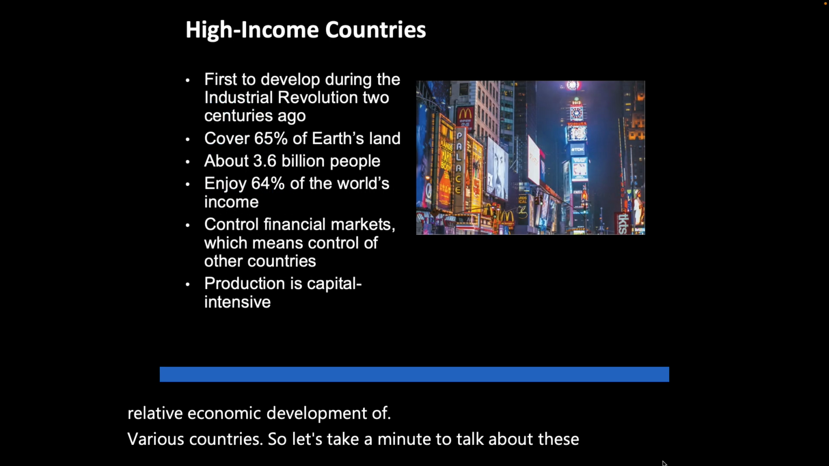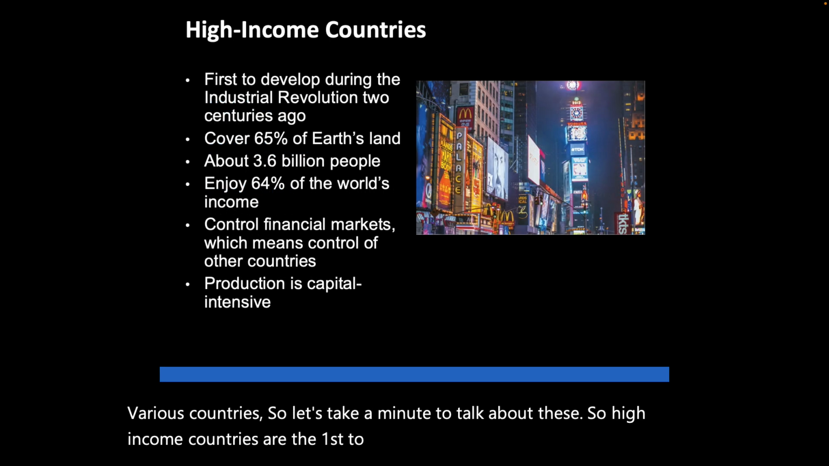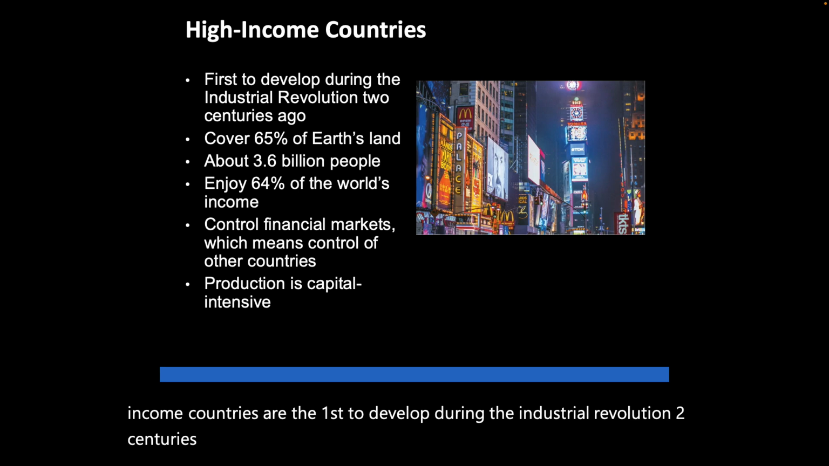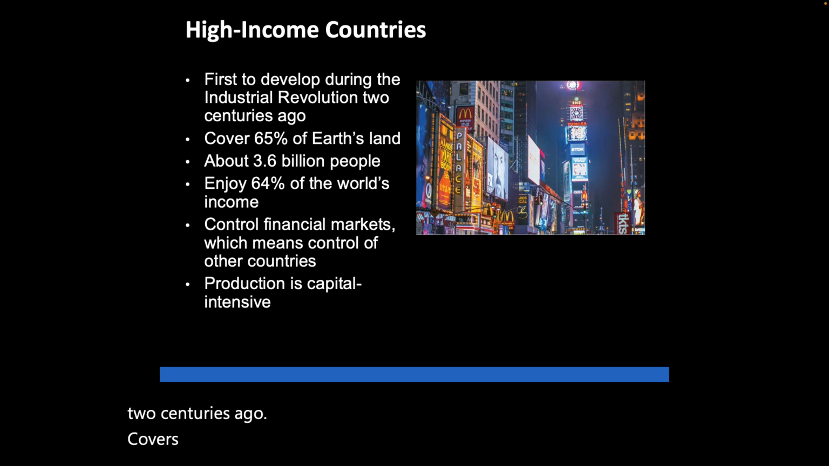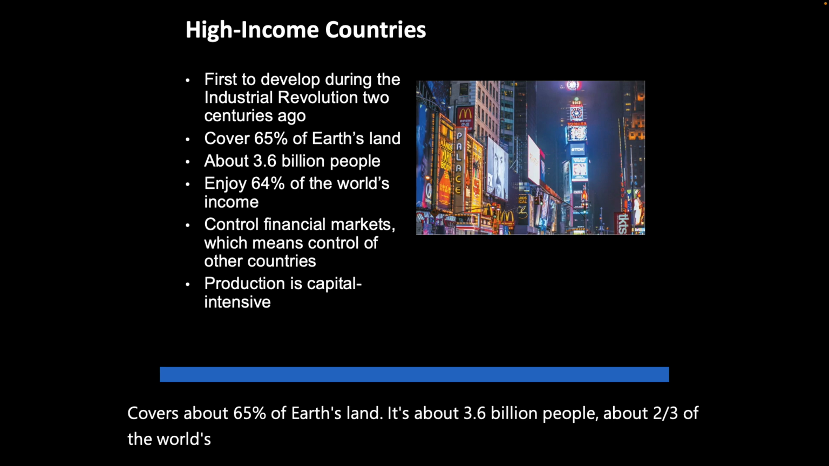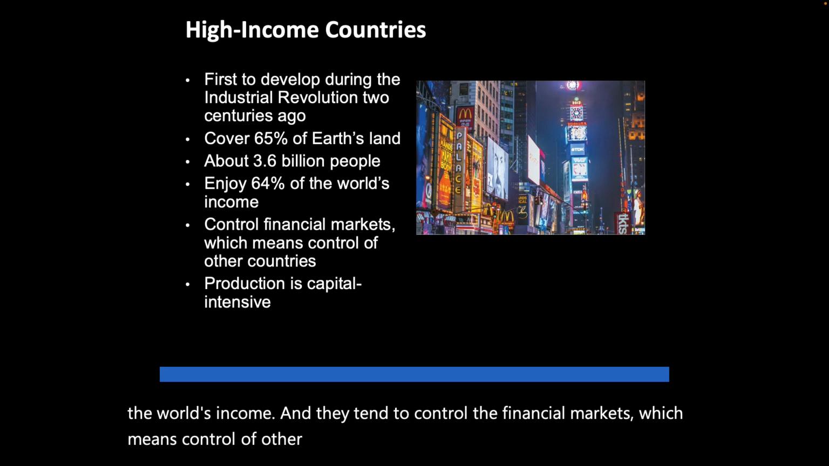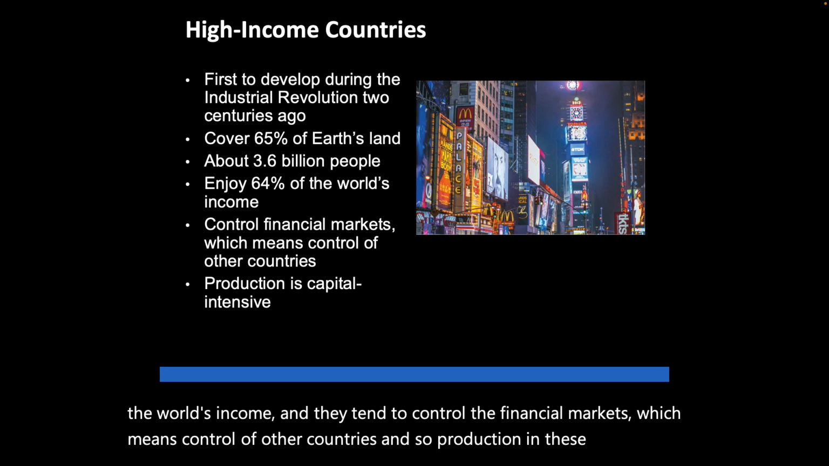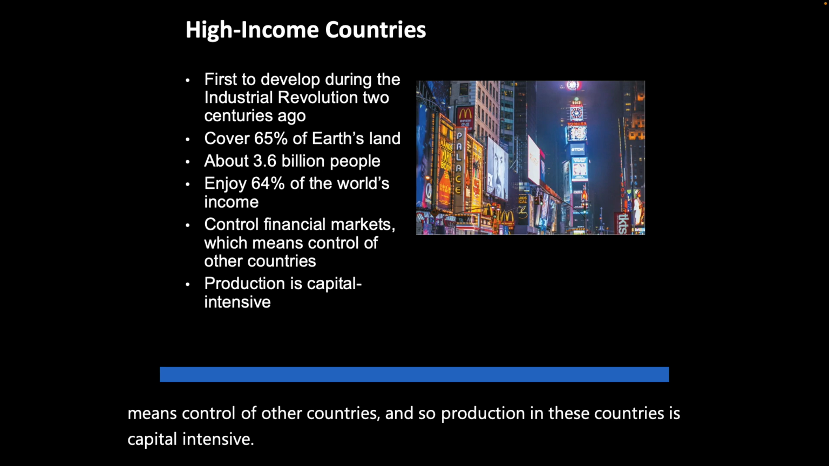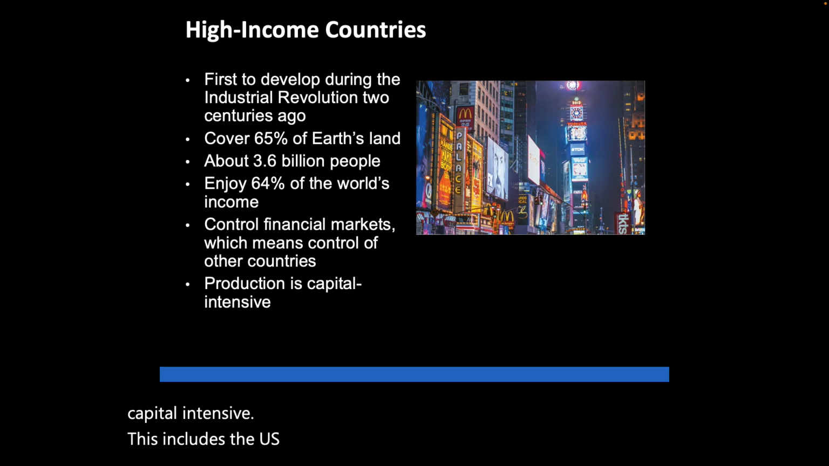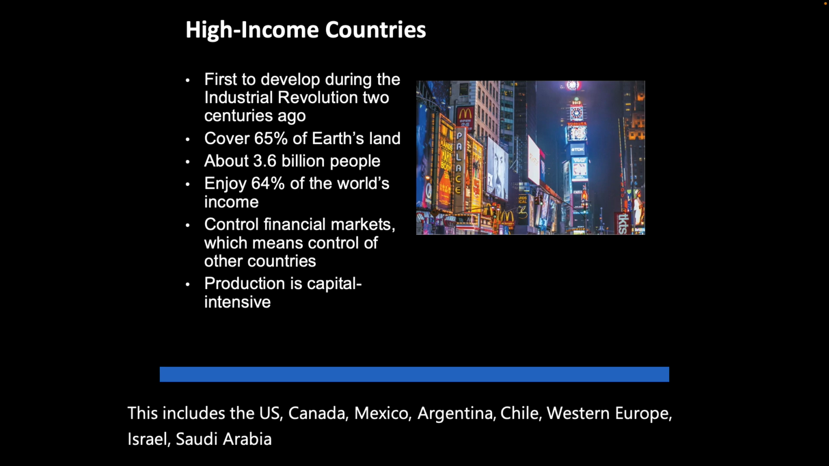So let's take a minute to talk about these. High-income countries were the first to develop during the Industrial Revolution 2 centuries ago. It covers about 65% of Earth's land. It's about 3.6 billion people, about 2/3 of the world's income, and they tend to control the financial markets, which means control of other countries. Production in these countries is capital intensive. This includes the US, Canada, Mexico, Argentina, Chile, Western Europe, Israel, Saudi Arabia, Singapore, Japan, South Korea, China, New Zealand, countries like that.